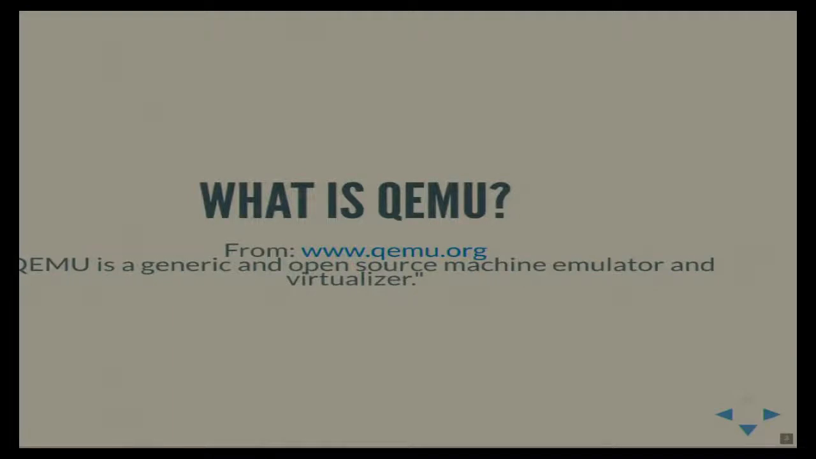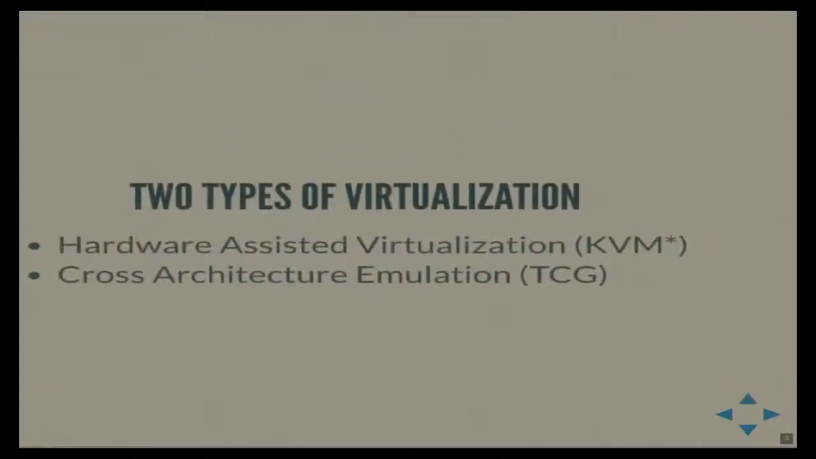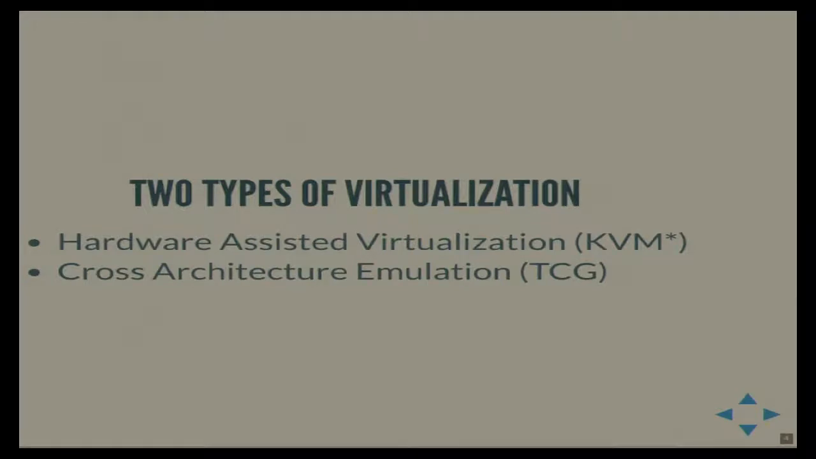So let's quickly introduce QEMU. So what is QEMU? According to its web page, it's a generic open source machine emulator and virtualizer. I think the Q originally stood for quick, but we like to think of it as pretty fast now. So QEMU supports two types of virtualization. The first is probably the most familiar to most of you, and that's when it's used to launch guests using the Linux kernel's kernel virtual machine. This requires support from the hardware and uses hardware features to accelerate the virtualization.